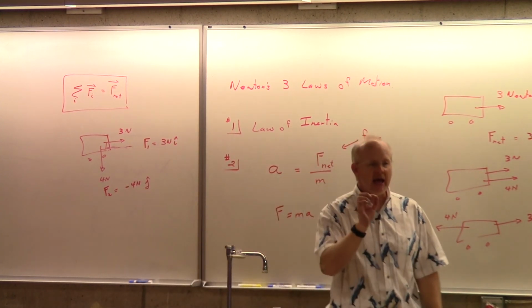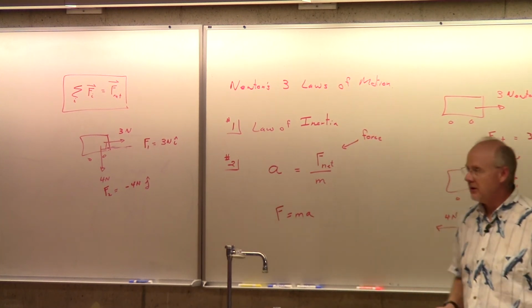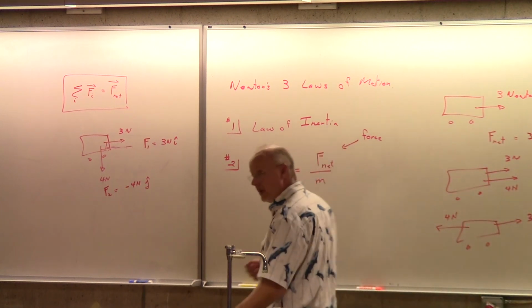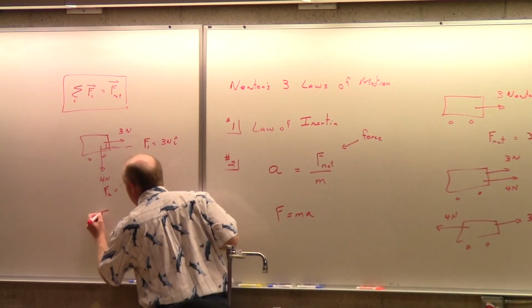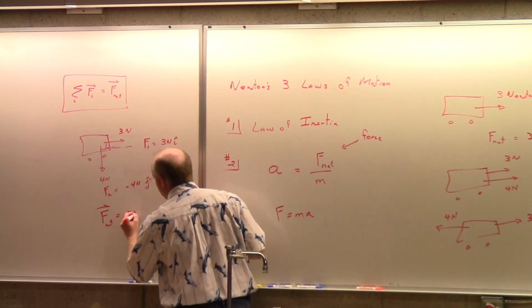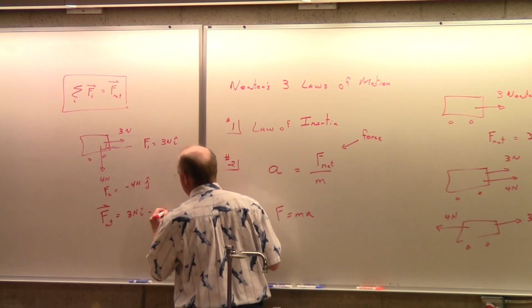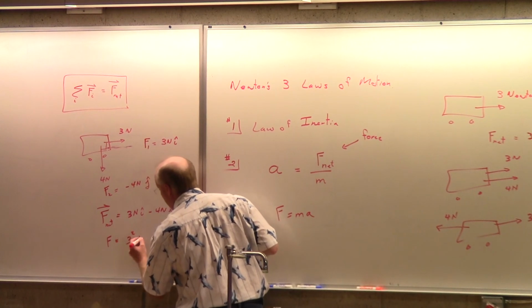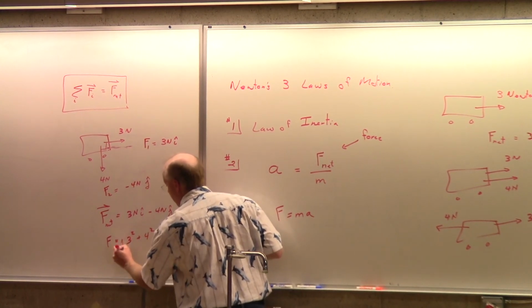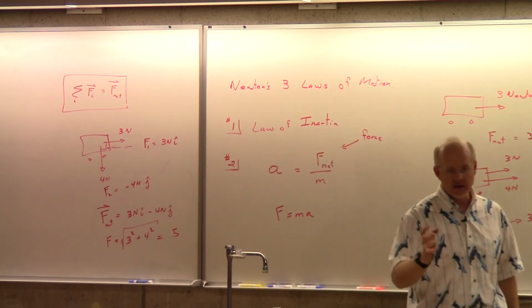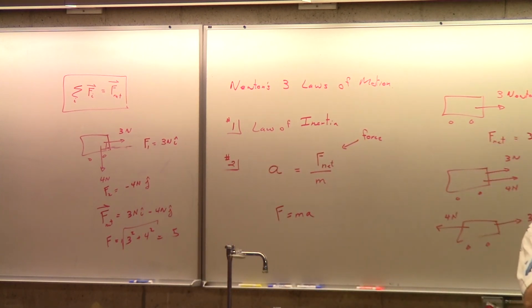What then is the net force? Just add the two vectors together. And if you get the magnitude, you've got to do the Pythagorean theorem. So here, the net force would be 3 newtons i-hat minus 4 newtons j-hat, which then means the magnitude is the square root of 3 squared plus 4 squared, which many of you have already figured out was 5. And so the net force has a magnitude of 5. What direction is it?